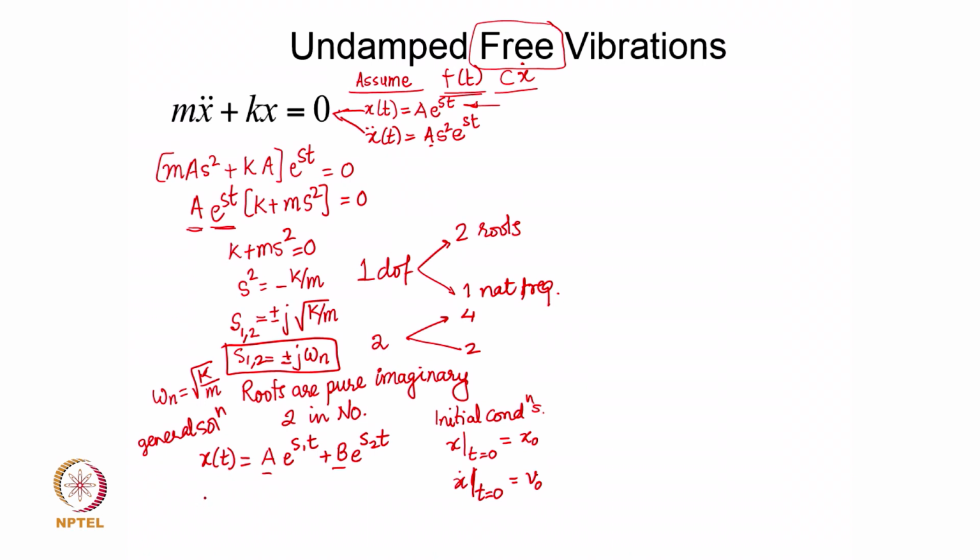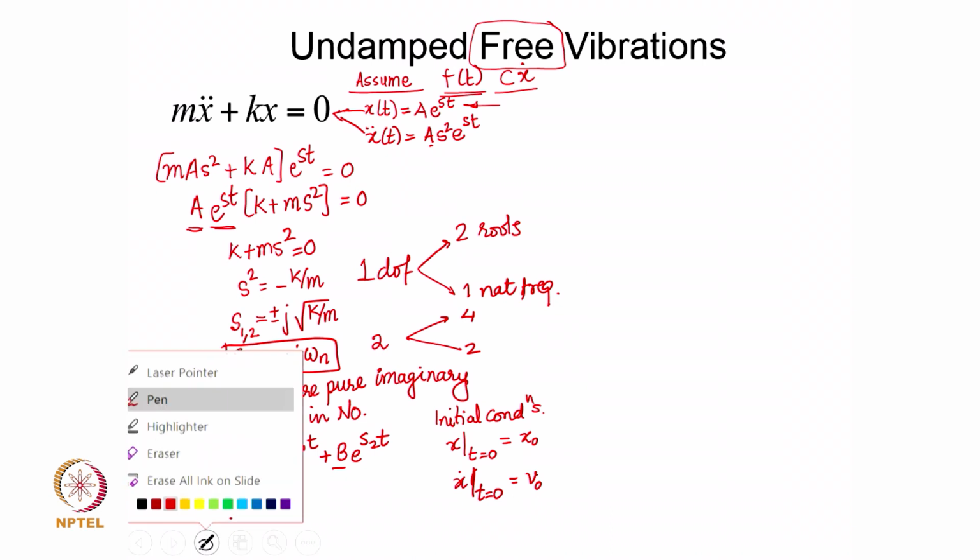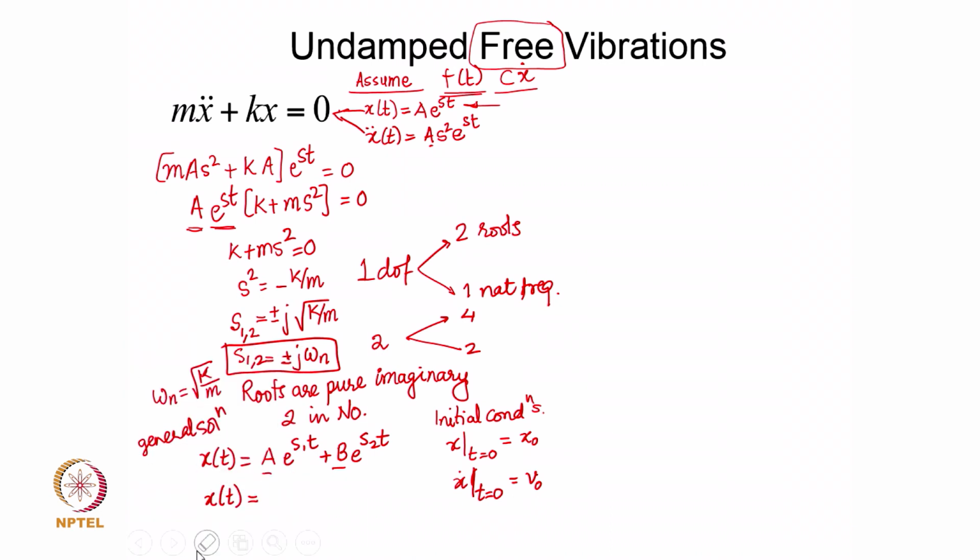Alright, so for doing that I will obviously take the derivative of this general solution to obtain the equation for velocity. Of course, before I do that, I shall probably replace these A and B, so S1 and S2. So, I have x of t written as a e to the power minus j omega n t plus b e to the power j omega n t. So, that basically is the general solution.